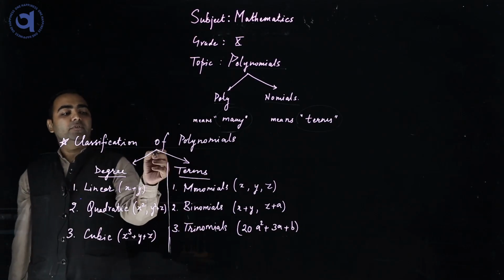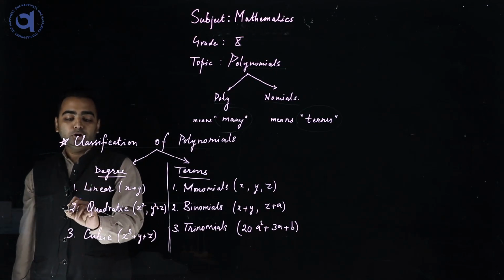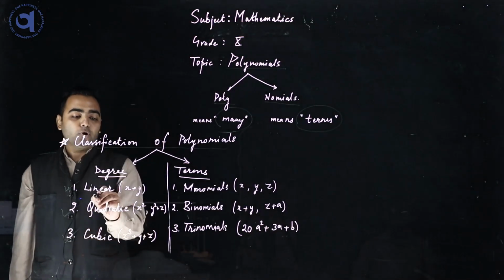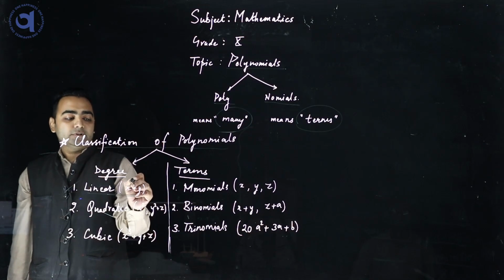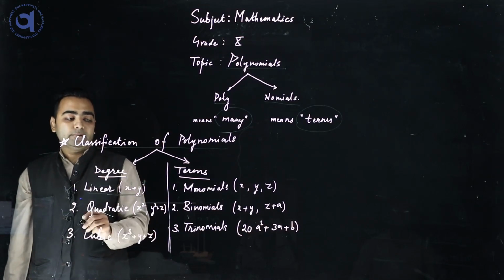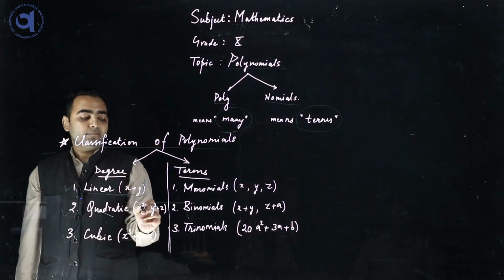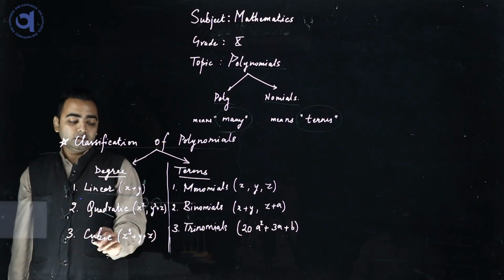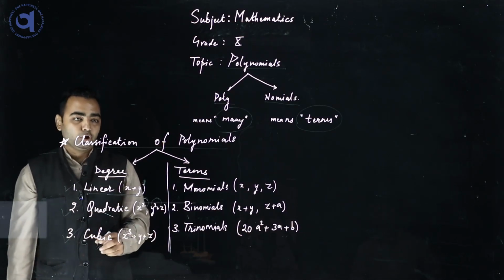First, we will see the classification on the basis of the degree of the polynomial. First is linear polynomial, then quadratic, and the third one is cubic polynomial. Now what is a linear polynomial? Whatever we can write in this form, for example, where the maximum power is 1, is said to be a linear polynomial. An expression having maximum power 2 is called a quadratic polynomial, and an expression having maximum power 3 is called a cubic polynomial.